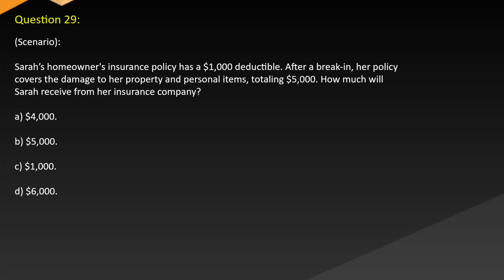Question 29. Scenario. Sarah's homeowner's insurance policy has a $1,000 deductible. After a break-in, her policy covers the damage to her property and personal items, totaling $5,000. How much will Sarah receive from her insurance company? A. $4,000. B. $5,000. C. $1,000. D. $6,000.